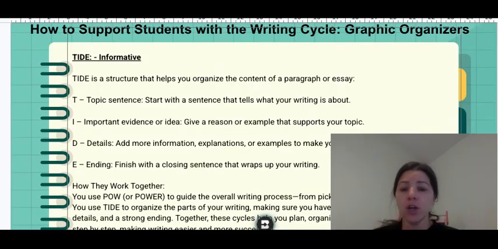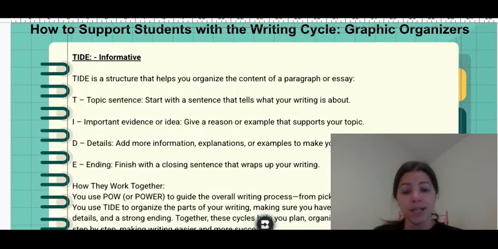So this structure really helps you organize the content of your paragraph or your essay. So your topic sentence starts with a sentence. It tells what your writing is about. The I represents your important evidence or your idea. You're giving a reason or example that supports your topic. Your details are adding more information, explanations.